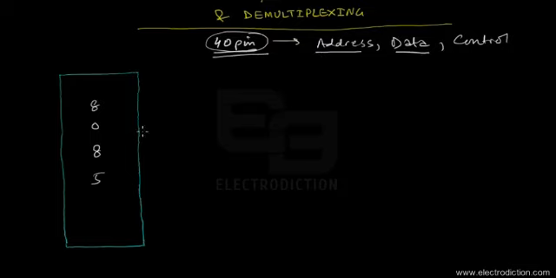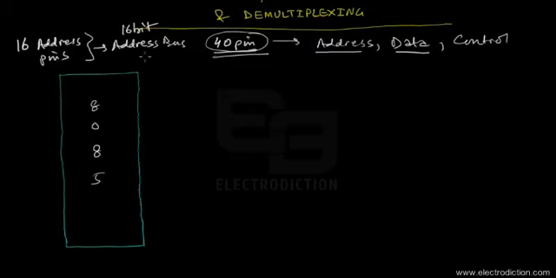Now we know that the 8085 microprocessor has 16 address pins, and these 16 address pins are together referred to as the 16-bit address bus, because it sends a 16-bit binary code corresponding to the memory address which it is supposed to access from the externally connected memory chip.